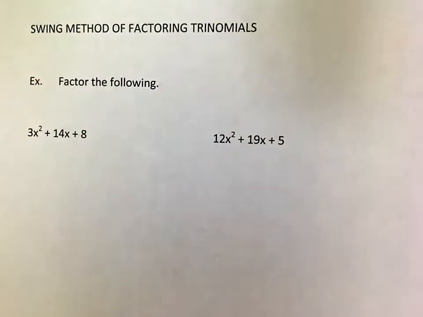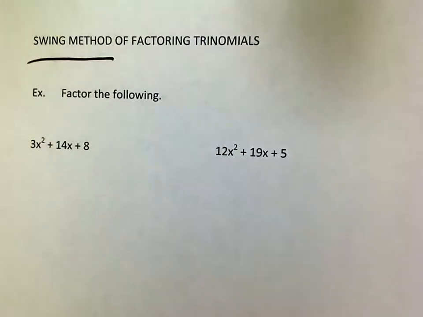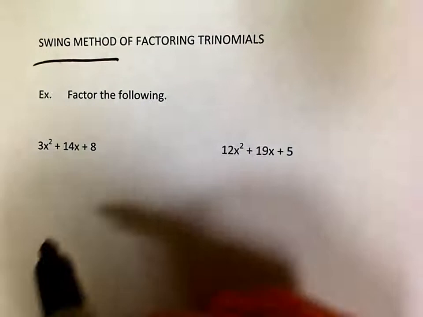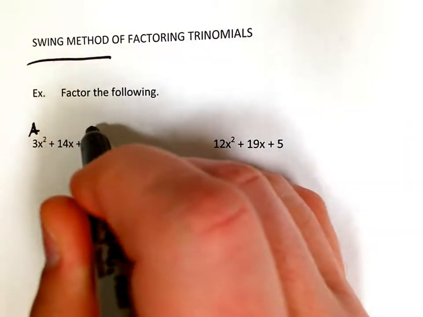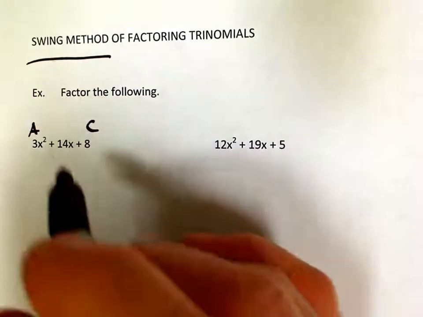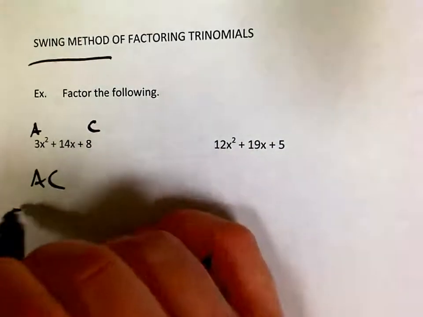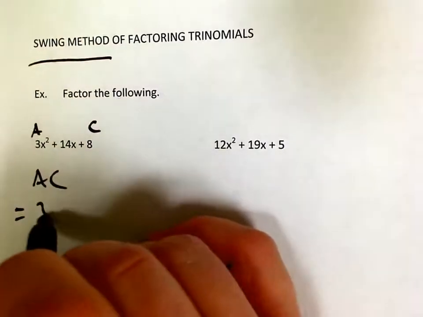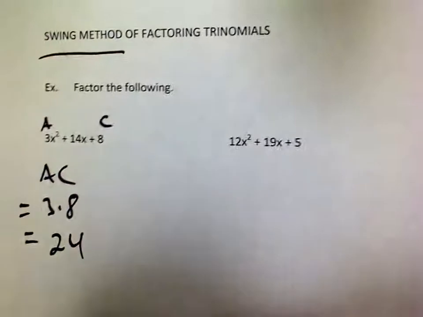Let's look at a different way to factor. It's called the swing method. This is for factoring trinomials. Now it's a lot like the AC method, where in this example 3 is the A and 8 is the C. So we're going to take A times C, which is 3 times 8, which is 24.